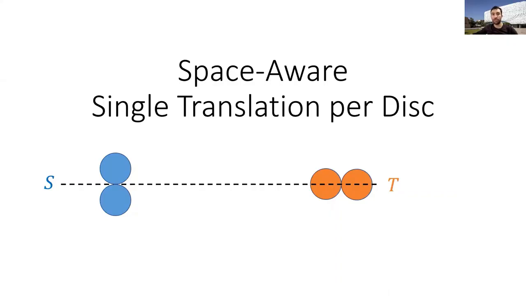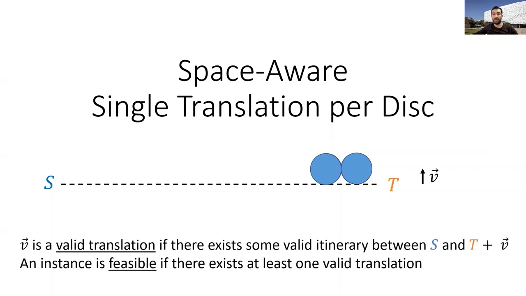But what if we could change the position of T rigidly so that there will be a valid itinerary? For example, we can move the target disks upwards, and then there would exist a valid itinerary, as you can see. Here, there are no collisions. We want to consider repositioning T rigidly in the plane using some translation V. And we will say that V is a valid translation only if there exists a valid itinerary between S and the new position of T, which is denoted by T plus V.